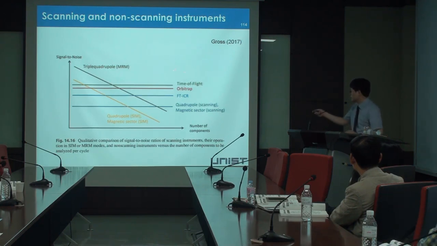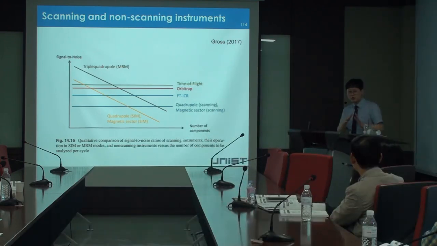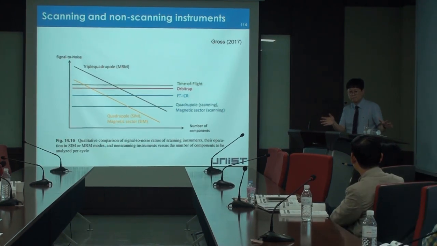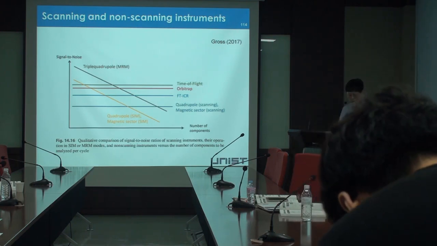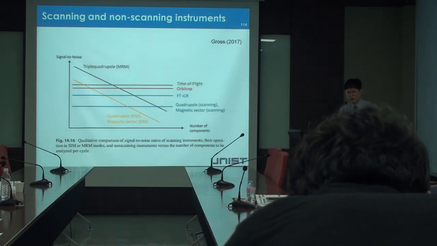For those cases, we can use time of flight, TOF, Orbitrap, and FT-ICR. TOF is very powerful to measure every peak there. Much more powerful. 1,000 peaks, 10,000 peaks, they can analyze without loss. So TOF is widely used for screening purposes.